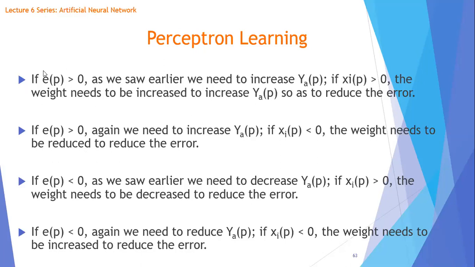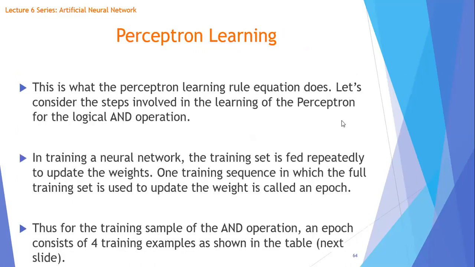So if you find this part, let's just take one of them. If your error was positive and your input was positive, you will need to increase, because plus times plus is increase. In the same way, if you look at the three combinations here, you're going to conclude that for the product of the error times input, you get the change you want. So that very well summarizes what we've seen before. This is what the perceptron learning rule does.